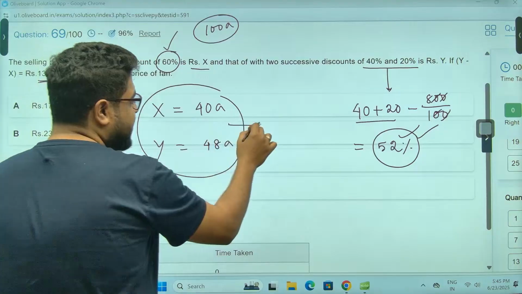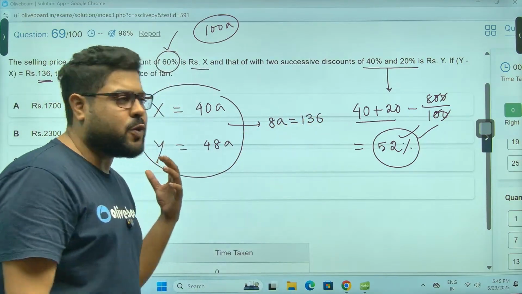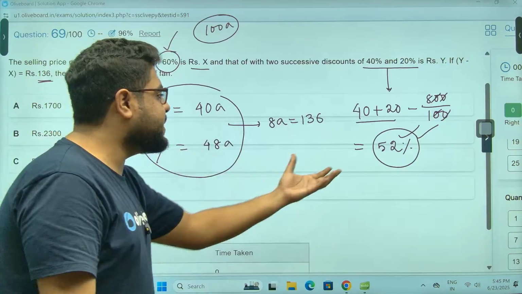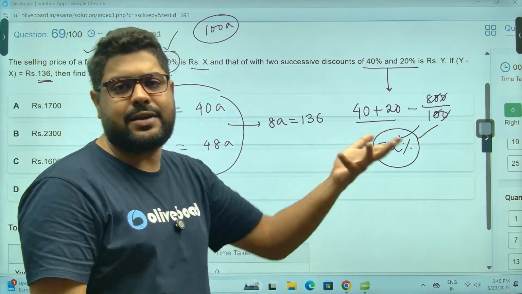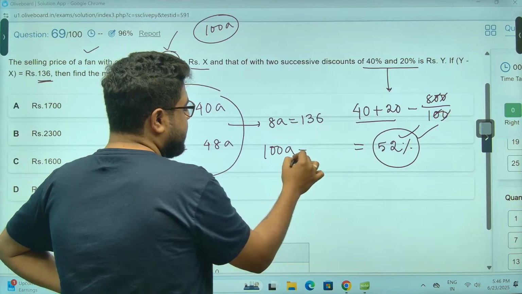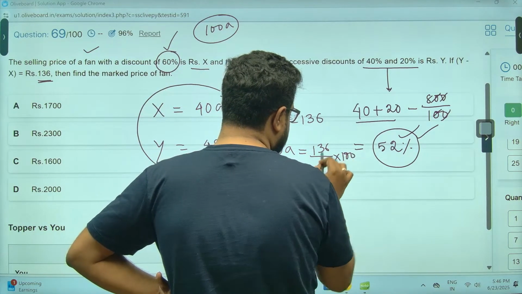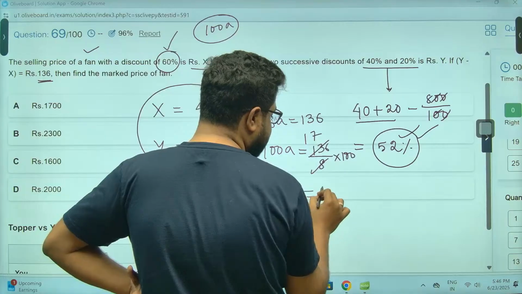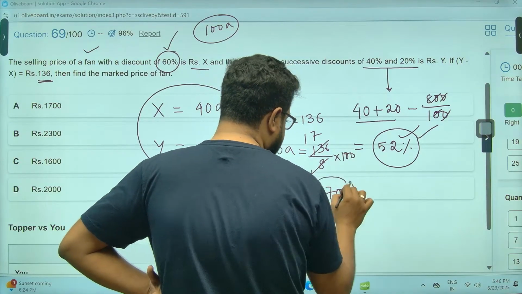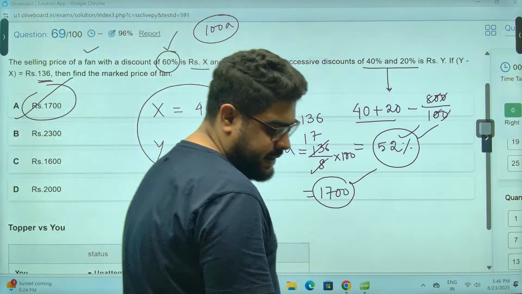और equation wise चलोगे तो देखो वही आ रहा है, 8A is 136. But I'll say don't write it, just write 8%. 52 and 68% is this, 100% is MP. 100% means, sir, 136 by 8 into 100. Sir, 8 ones are 8, 8 17s are 136. So 1700 is this. Answer is option number 1 or A, 1700.